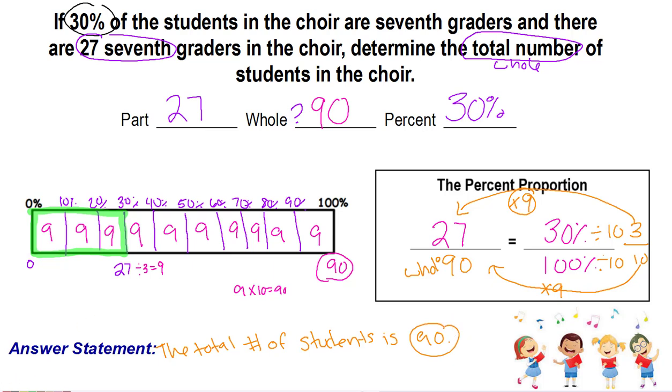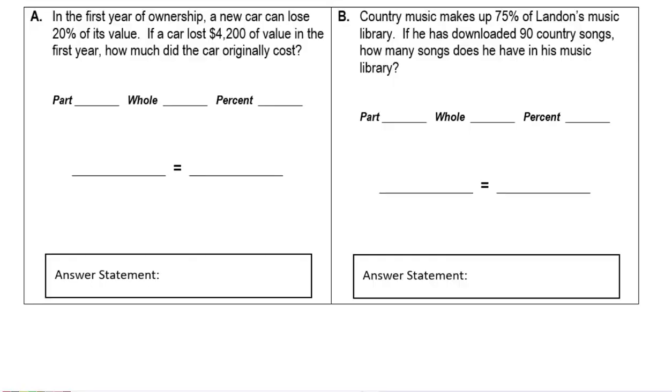Okay, let's practice another problem. In the first year of ownership, a new car can lose 20% of its value. If the car lost 4,200 of the value in the first year, how much did the car originally cost? Okay, so we have our percent, 20%, that is what it lost. We know that the 20% represents the 4,200, so that is our part, and we're trying to find the original cost, which is the whole, or the total.